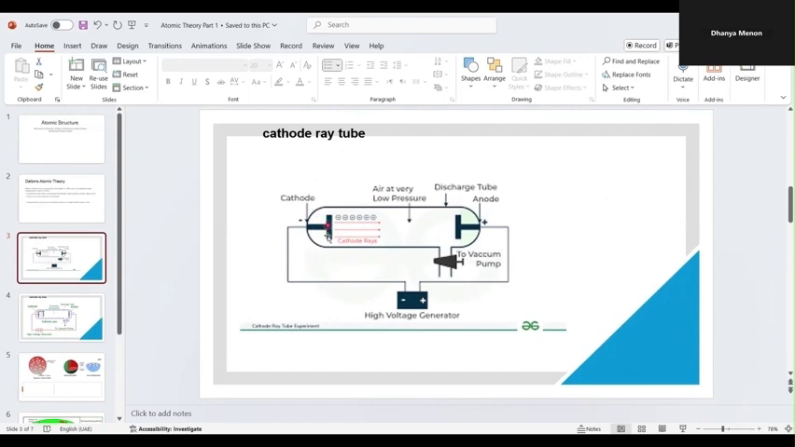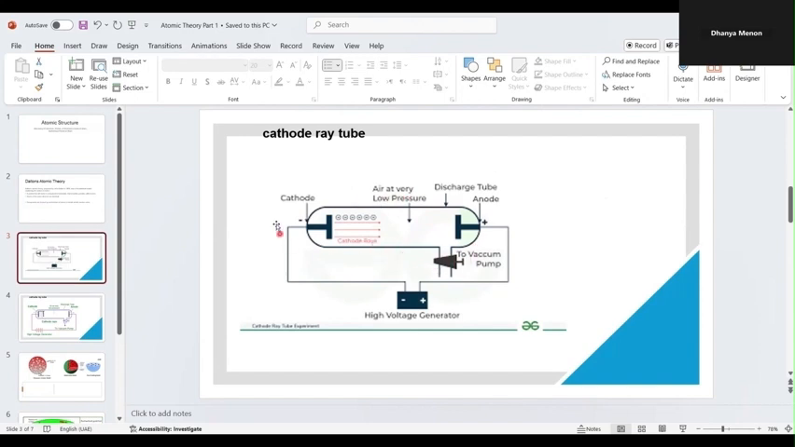there is an electrode, the negative electrode, which is called the cathode. There's a positive electrode called the anode. Okay, and both these electrodes are connected to a high voltage. And there is a discharge tube, as you can see, and a vacuum pump that maintains a very low pressure equal to 10 raised to minus 3 millimeter of Hg, so that there is less gas, and this is the discharge tube.